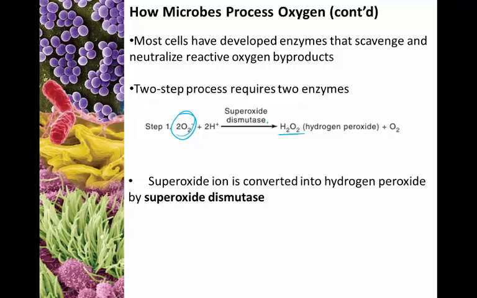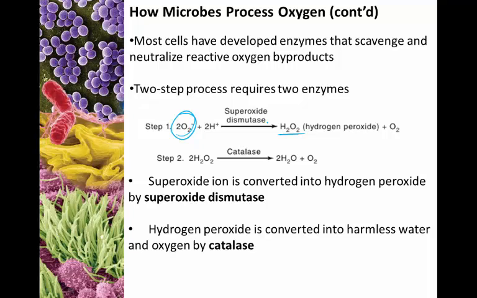Hopefully in your head you're thinking, wasn't hydrogen peroxide on the list? Yes, it was. Hydrogen peroxide was absolutely on the list. We turned one problem into another problem. So this is going to be a two-step process because we've also got to get rid of the hydrogen peroxide.